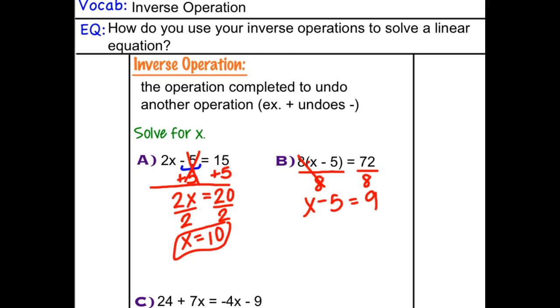So now I've got x minus 5, and I go, well, x is being subtracted by 5. To undo that, I need to add 5 to get myself out of the negative 5 hole. That cancels on the left, giving me x, and 9 plus 5 is 14.